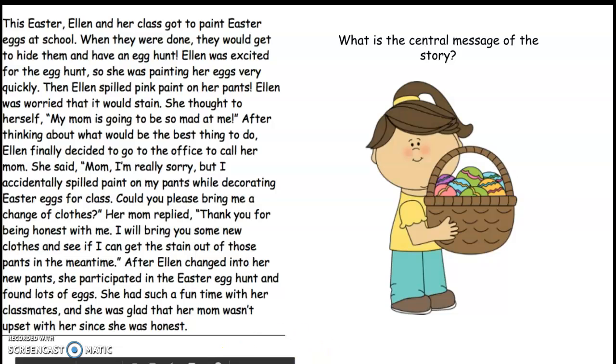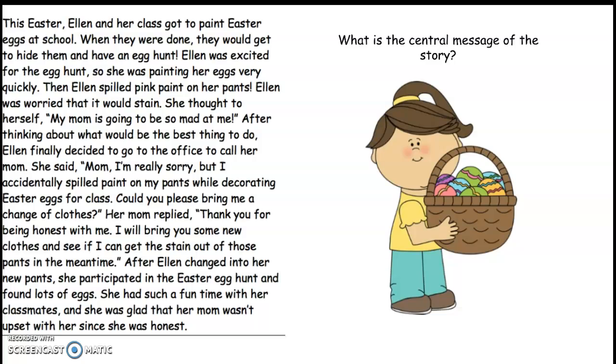This Easter, Ellen got her class to paint Easter eggs at school. When they were done, they could get to hide them and have an egg hunt. Ellen was excited for the egg hunt, so she was painting her eggs very quickly. Then, Ellen spilled pink paint on her pants. Ellen was worried that it would stain. She thought to herself, my mom is going to be so mad at me.